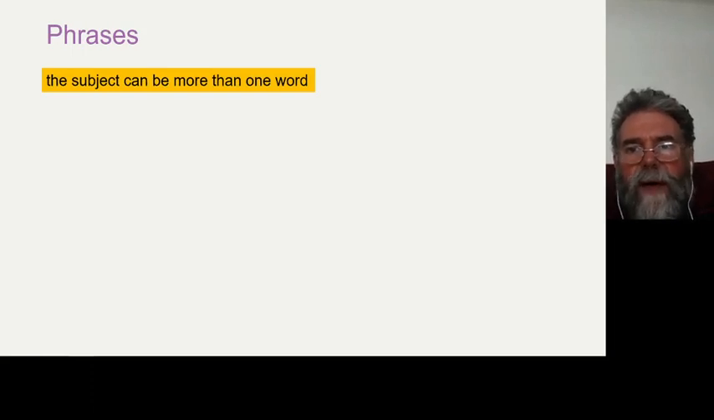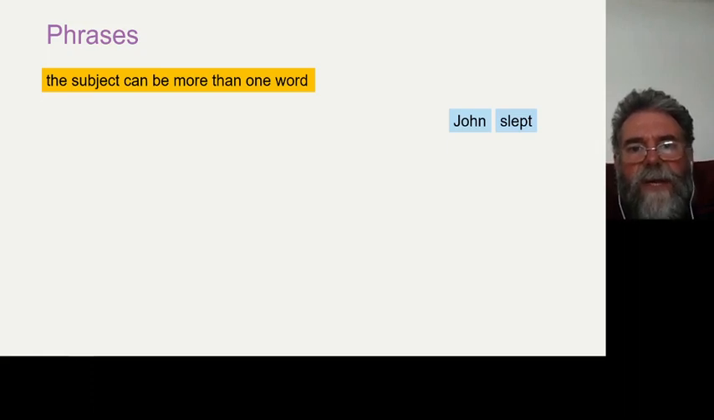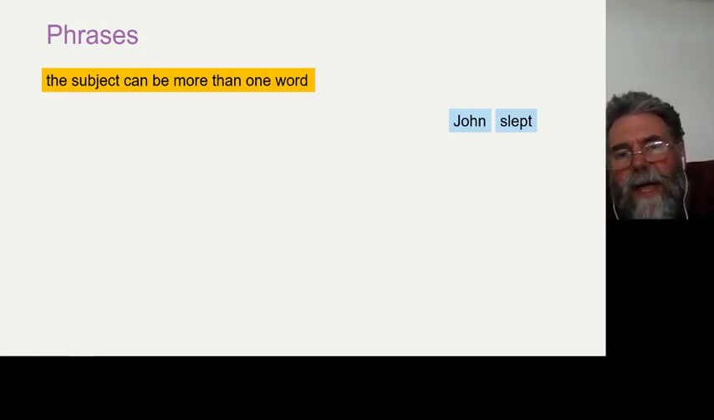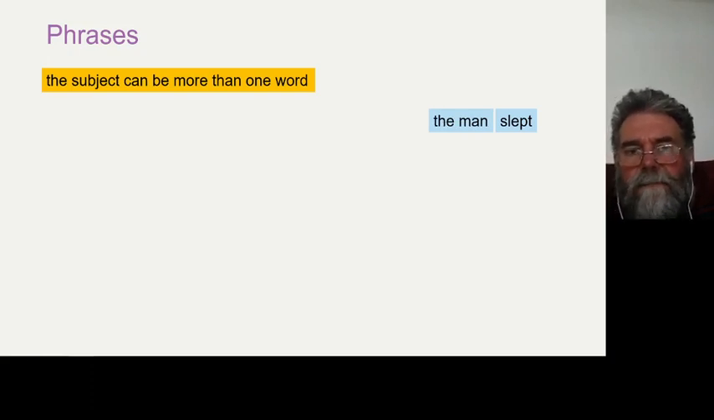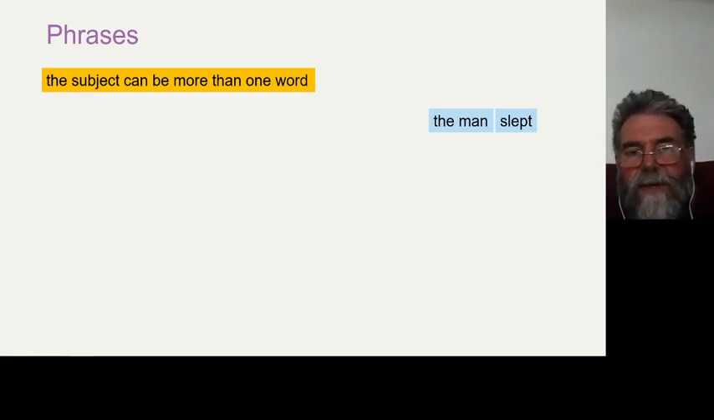Now, once we've identified that there are these two positions in sentences, the subject position and the predicate position, the next move from that is to recognize that these positions are not just word positions, but actually they can be occupied by more than one word. So let's take our sentence, John slept. The word John there could be replaced by the man. Okay, and it's fairly obvious that in this sentence, the man occupies exactly the same position that John would have, inasmuch as the man is the subject of this sentence.